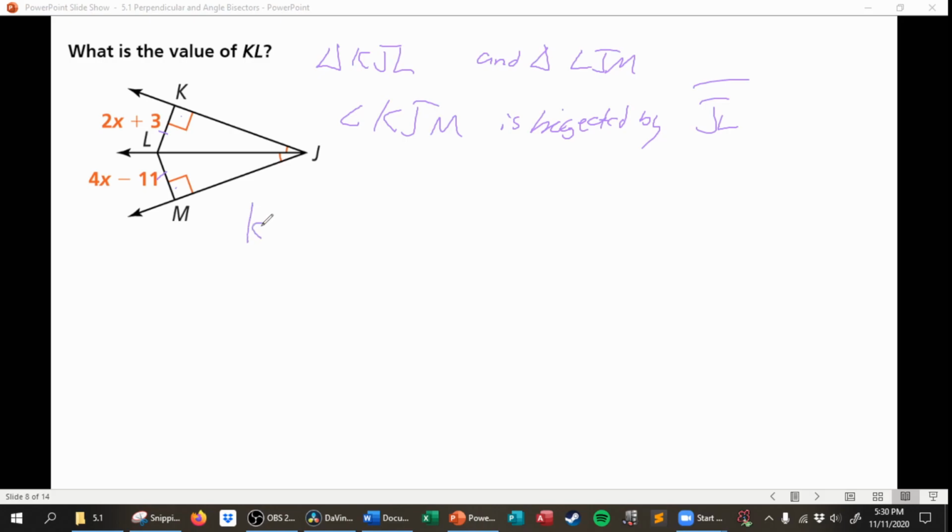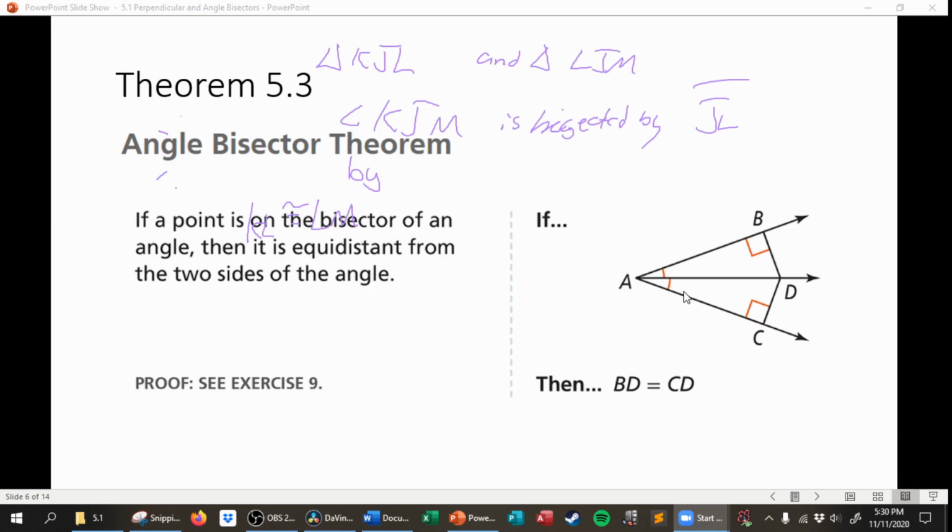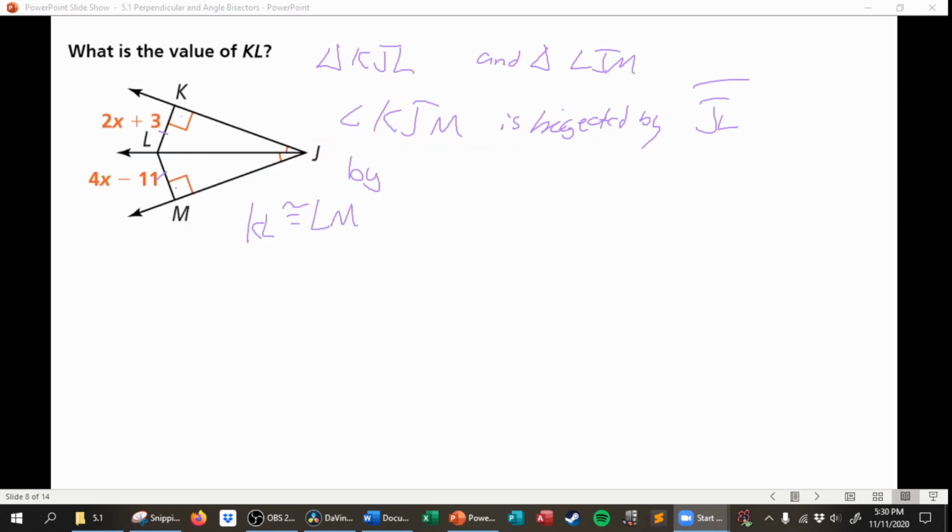So now I can say that KL is, yes, we're going to call it congruent to LM by, and let me make sure I pick the right one. So this time we know the angles are bisected, so that's going to be theorem 5.3, the angle bisector theorem. So let me write that.